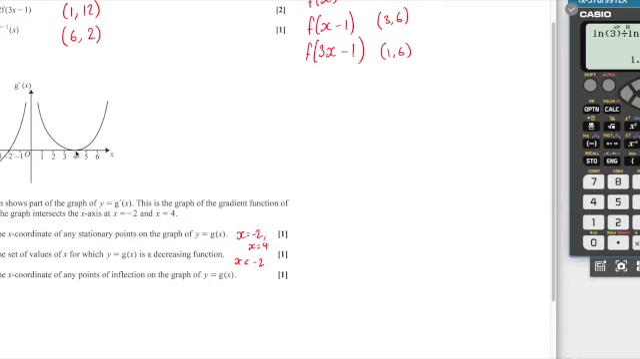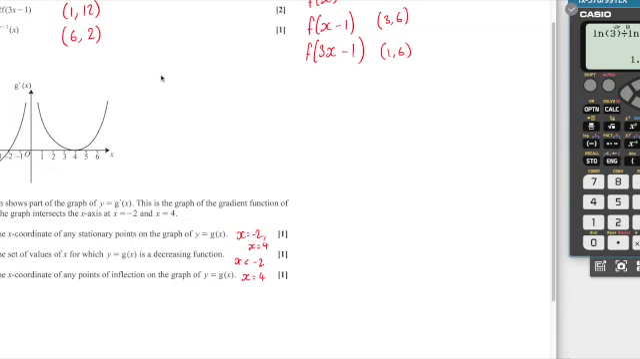State the x-coordinate of any points of inflection on the graph y equals g of x. Well, that is the point x equals 4, because I have a 0 gradient, I have a stationary point, but I don't change whether I am increasing or decreasing either side of it. So that is x equals 4. That looks horrible, but it was actually quite nice.